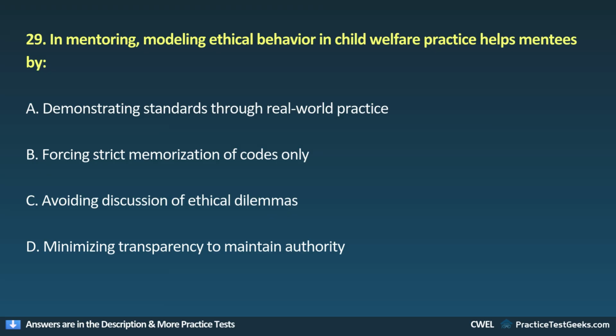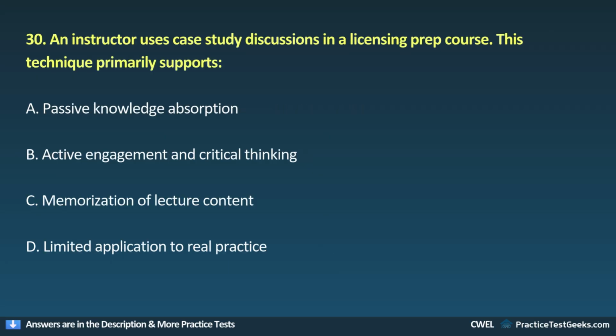29. In mentoring, modeling ethical behavior in child welfare practice helps mentees by A. Demonstrating standards through real-world practice. B. Forcing strict memorization of codes only. C. Avoiding discussion of ethical dilemmas. D. Minimizing transparency to maintain authority.